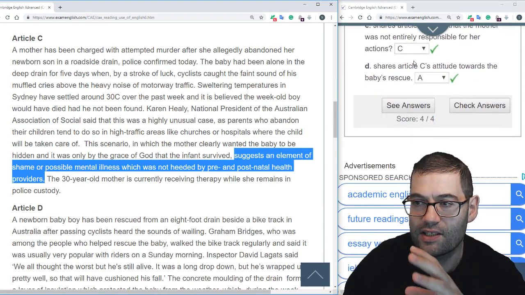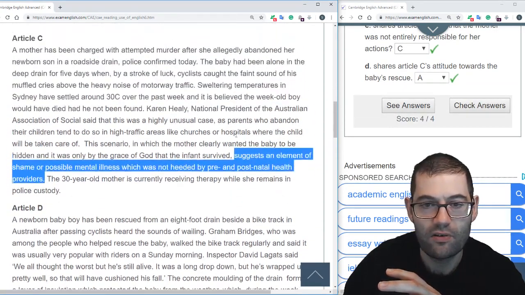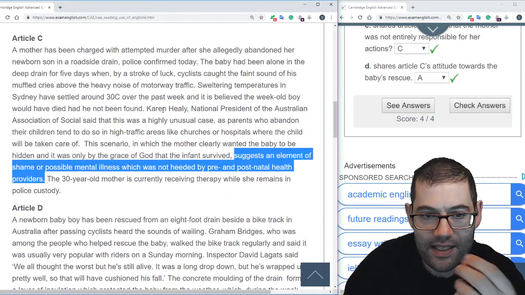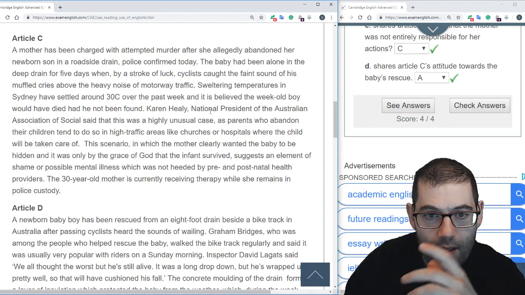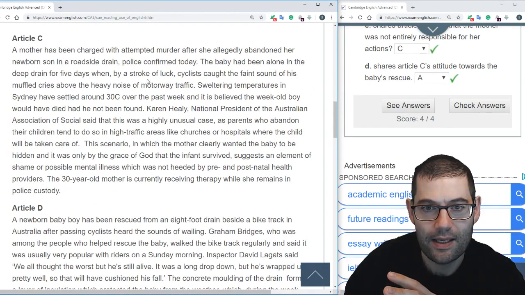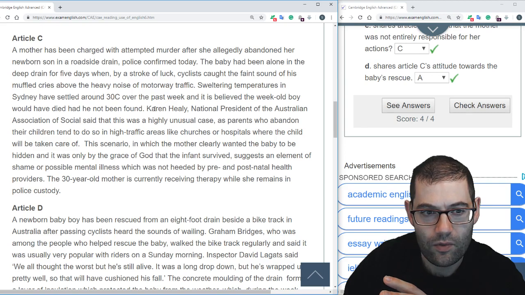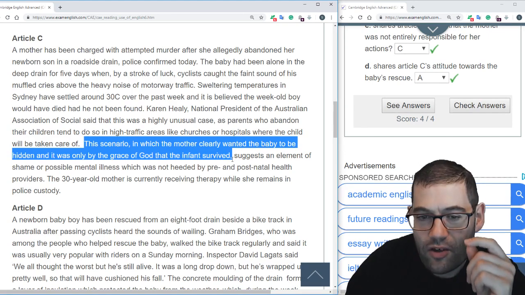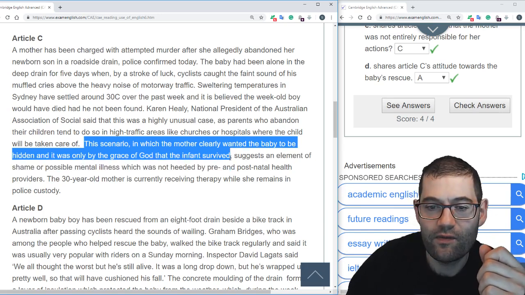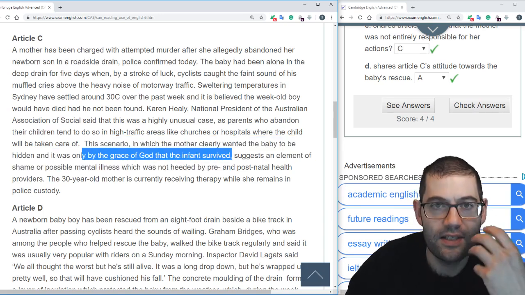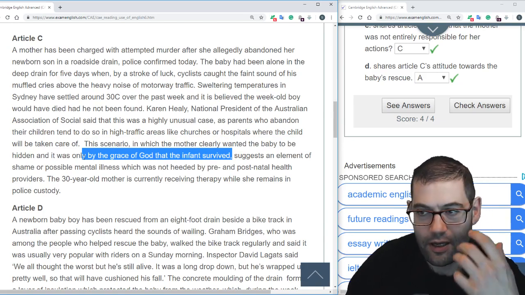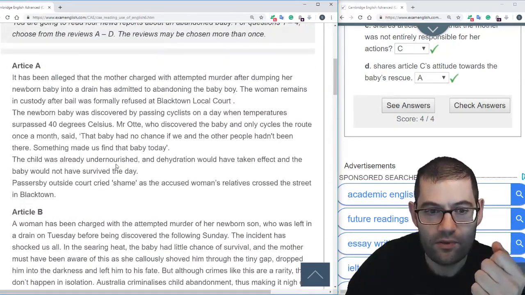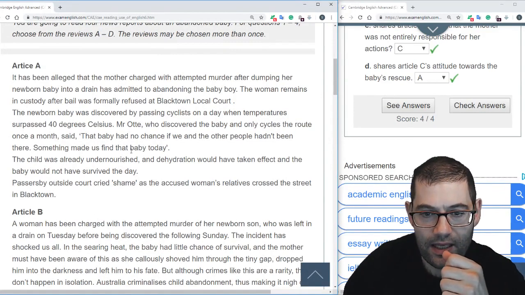For D, shares C's attitude towards the baby's rescue. So let's go back to C and see if we can find this attitude. And we can see that here there was mention of a miracle of some kind. Here it is. This scenario in which the mother clearly wanted the baby to be hidden, and it was only by the grace of God that the infant survived. By the grace of God. In other words, it's a miracle that this happened. Which other article suggests it's a miracle? Indeed, it's article A.